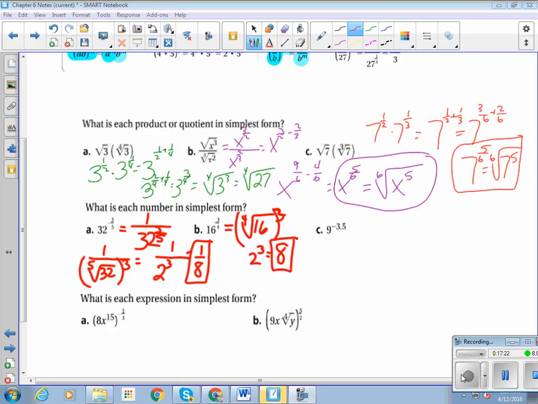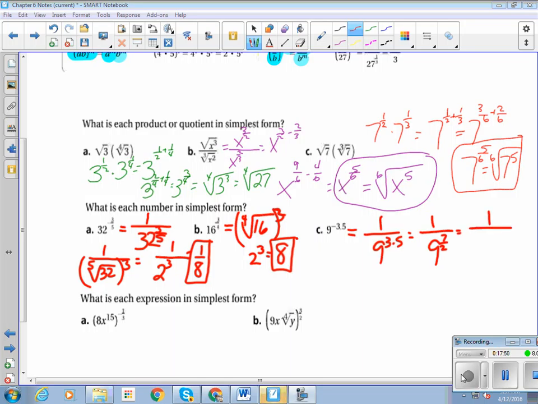All right, 9 to the negative 3/2. Oh my goodness. So let's fuss with this a little bit. First, let's make it not negative. Next, let's write 3/2 as a, or 3.5 as a fraction. 3.5 is 7 over 2.